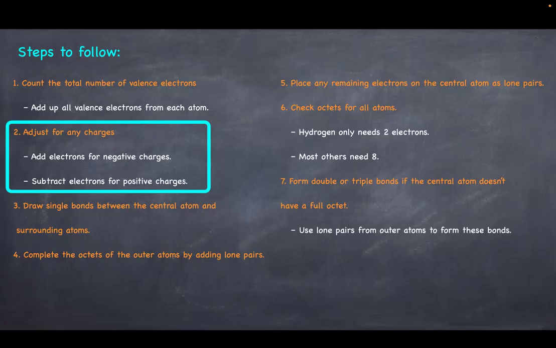And then at last, when you do the check, if you see the atoms are not satisfied with a full octet, that's when you start making double bonds and triple bonds. So I'll show you examples right now of how that works.